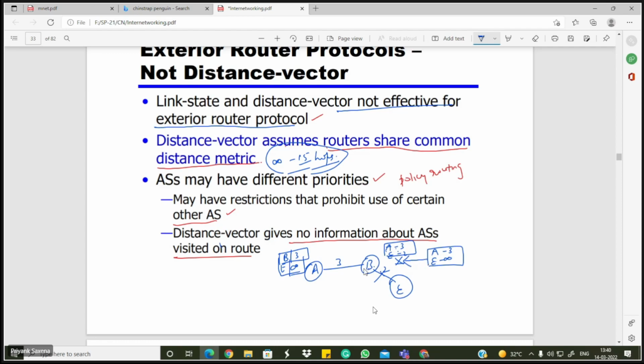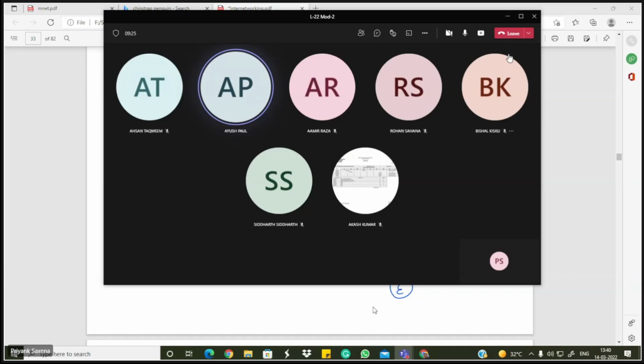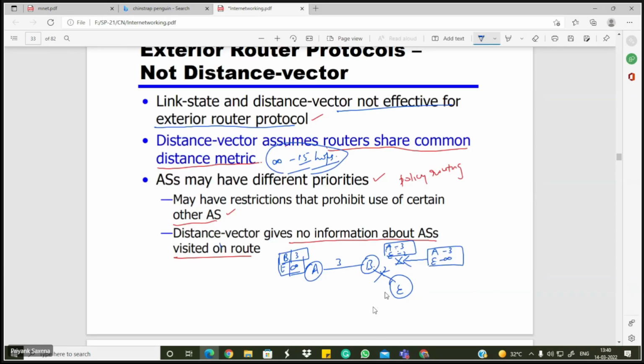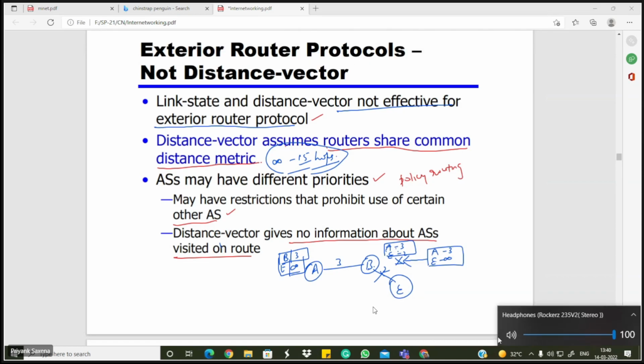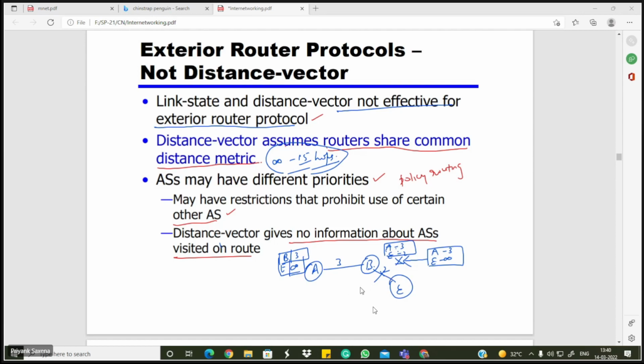Sir, will node B know that the link between B and E has got cut off? Yeah, it knows, that is why it updates its table now. That A is 3, and it has updated its table to E as infinity because it cannot reach E, right?